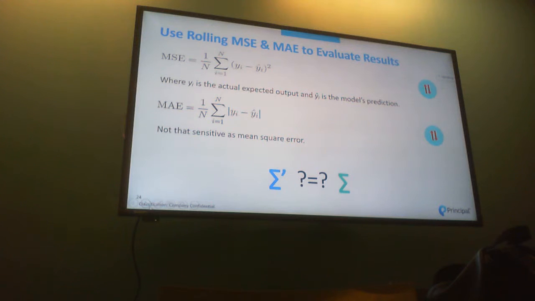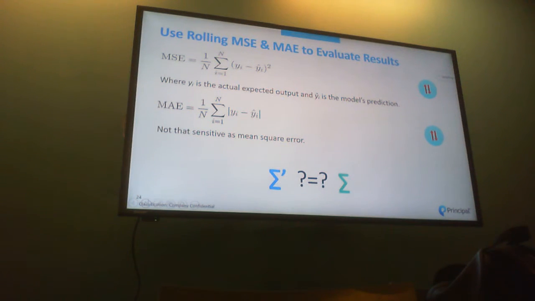We use the rolling MSE, mean square error, and mean absolute error to evaluate the result. And for the mean square error, the higher the number, the higher the risk, and vice versa. However, the mean absolute, sorry? Oh, I just said this is good.